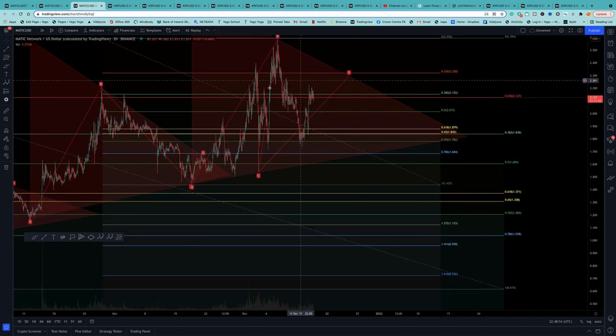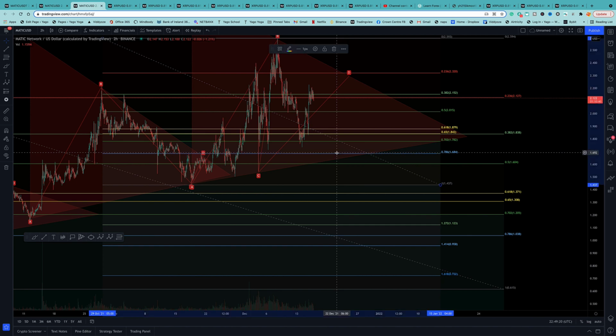bigger correction of this wave, and then the A, B, C of this wave, is most likely going to come down to the 786 at 1.68. It might come all the way down. If it wanted to, it could come down to 0.5. I think the 786.